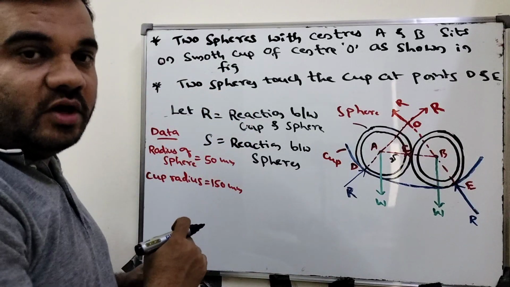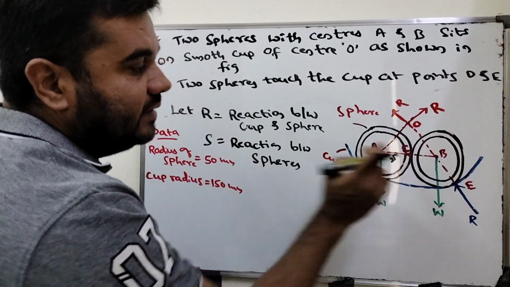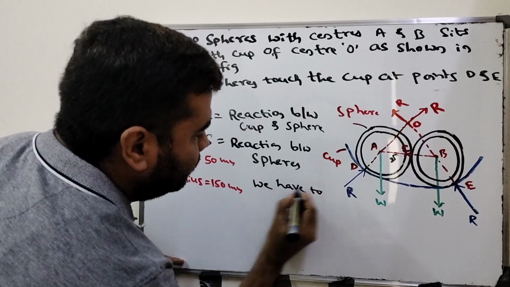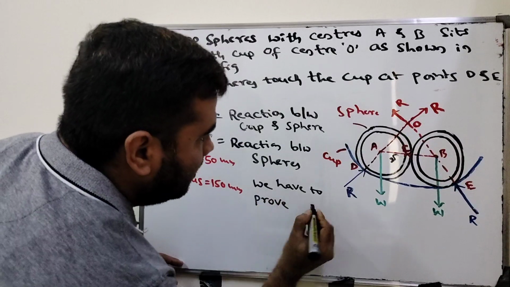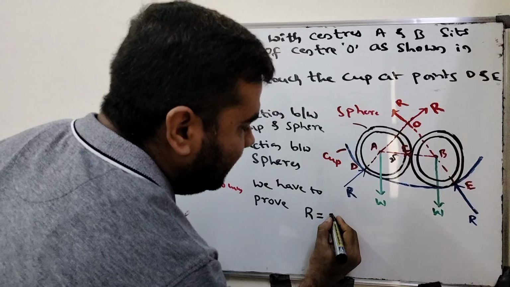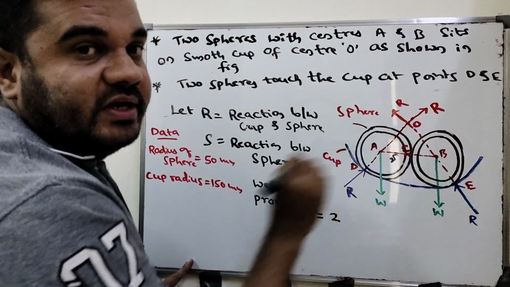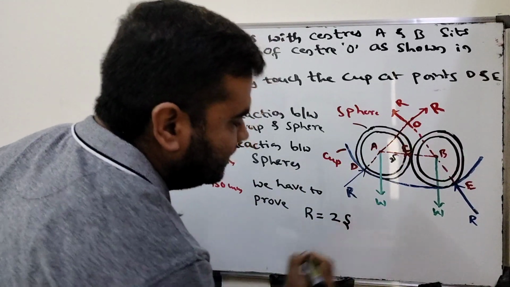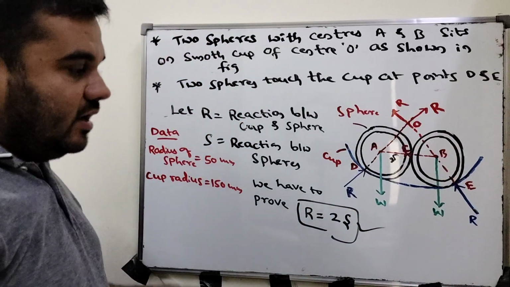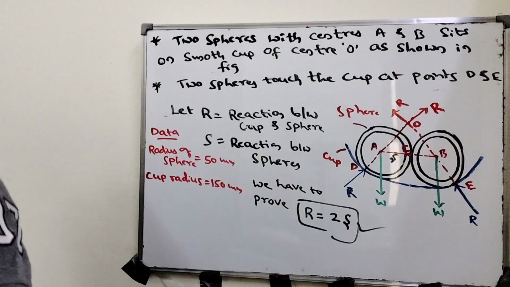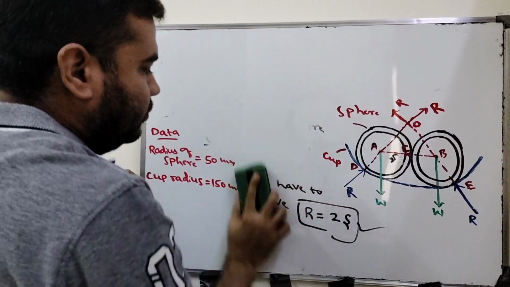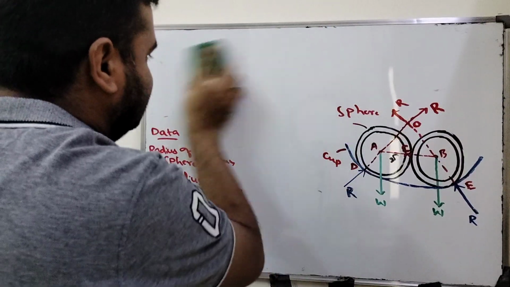What we have to prove? R equal to 2 times S. We have to prove that the reaction between the sphere and the cup is 2 times the reaction between spheres. Yes, R equal to 2S, we have to prove this here. Now we will go for the geometry of the figure, and we'll try to prove that R equal to 2 times S here.